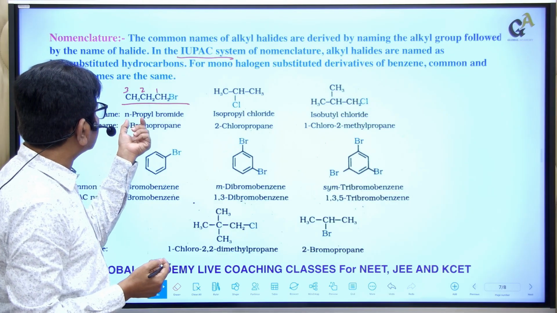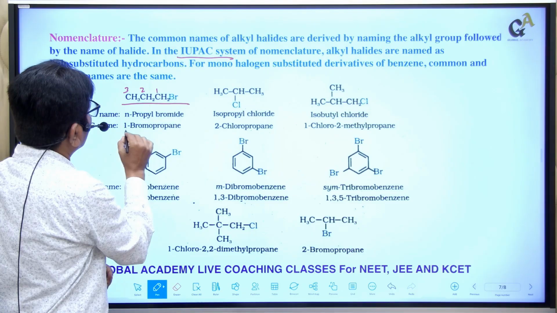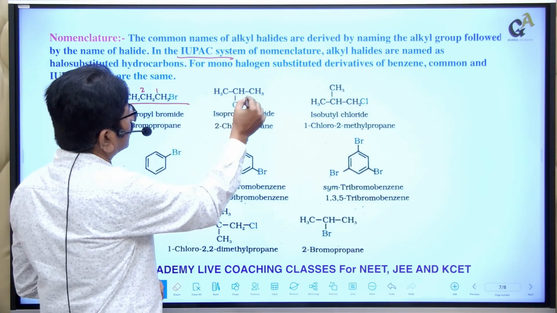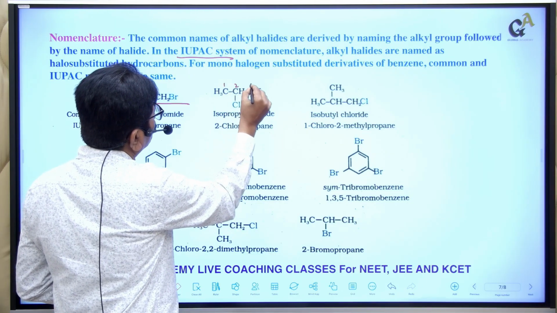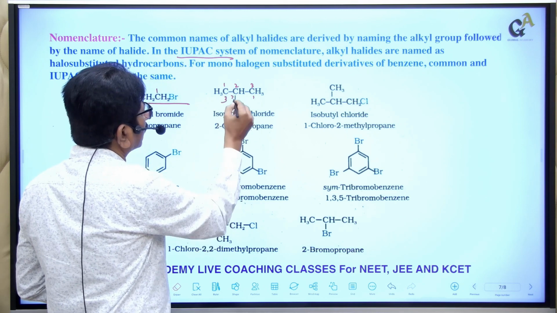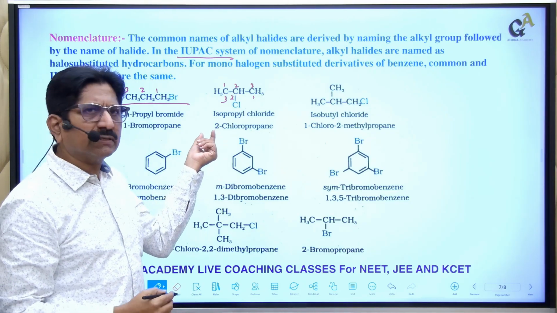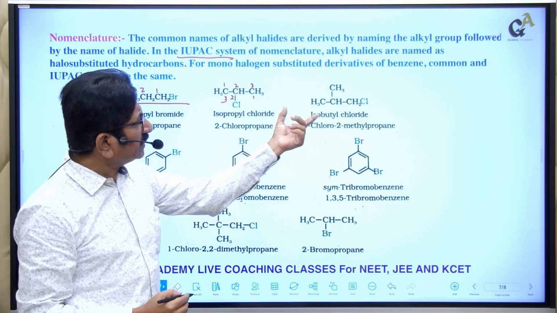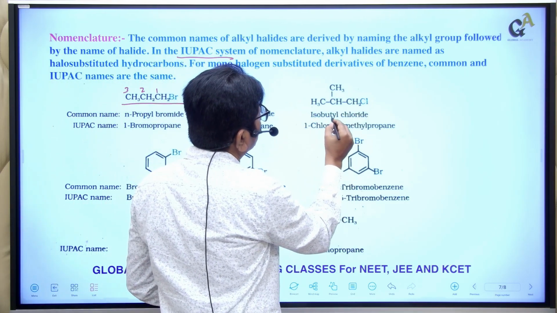The common name is n-propyl bromide, but the IUPAC name is 1-bromopropane. Similarly, here also we can number from this side 1, 2, 3 or 1, 2, 3, once again the same. So here it is 2, and that is the name we represent as 2-chloropropane. Similarly, here we can see that this is isobutyl chloride.